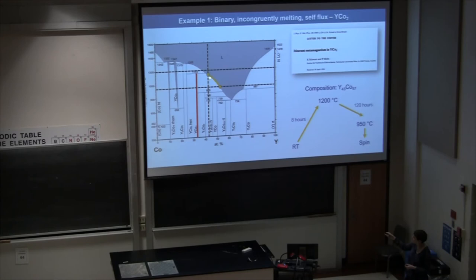Then we want to spin our growth, take it out of the furnace, and separate the liquid from the crystals at this second point here. Because if we cool any lower, we're going to begin to crystallize out another phase that we're not interested in, this yttrium 2 cobalt 3 phase. So we want to make sure we stop before we begin to get that second phase. That seems simple. That's something we should be able to do.